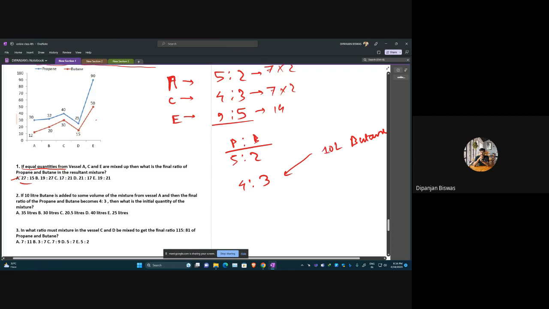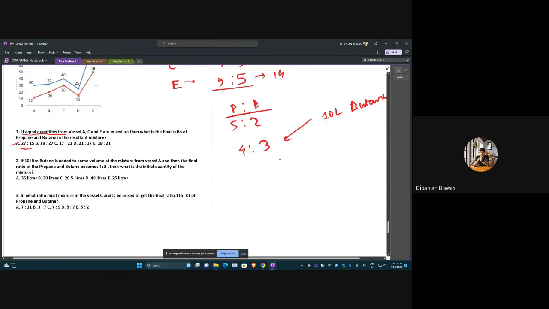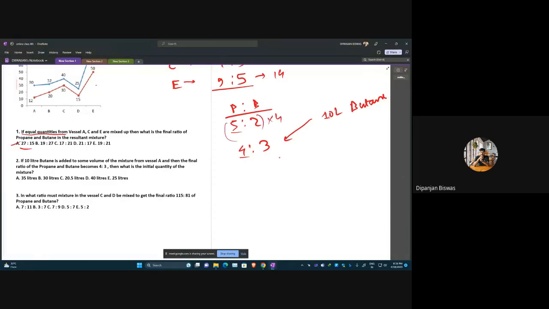As you can see, we are only mixing butane in the mixture. So we haven't touched propane while doing that. So propane should be the same in both the ratios. We only mix butane, so butane should be increasing. But here propane is also decreasing, as you can see. So we have to make propane the same. How to make propane same in both the ratios? We multiply it by 4. And here we are multiplying by 5. So the first ratio becomes 20:8. And the second ratio becomes 20:12.